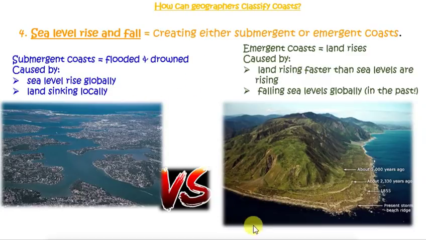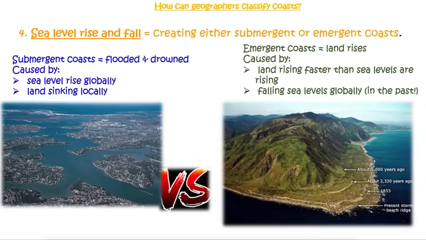In the right hand picture, we've got an example of an emergent coast, and that's where the land locally, just in this location, is rising, and it's rising faster than sea levels are rising. So it's almost like this land mass is popping out of the sea. It's moving upwards, and you can see what impact that has in this photograph, because it's left a series of tide marks where sea levels were previously.